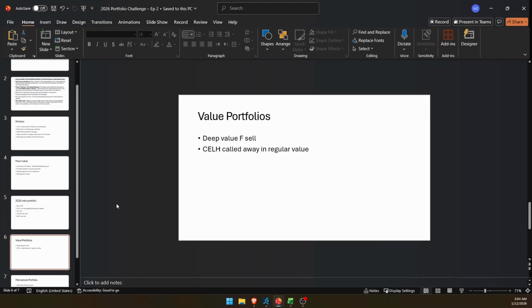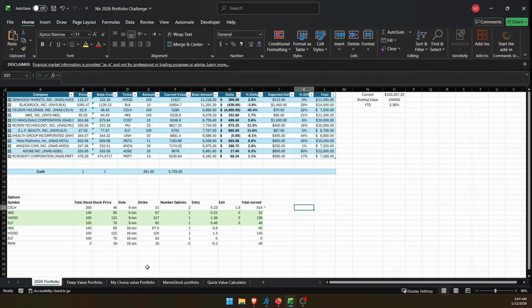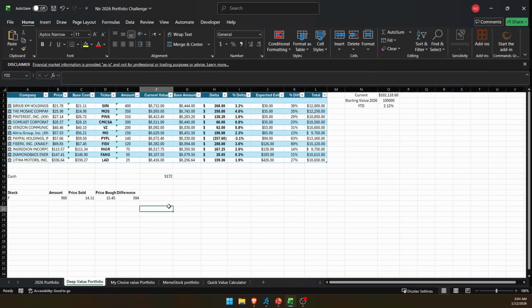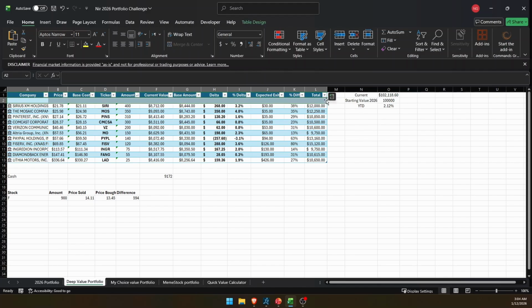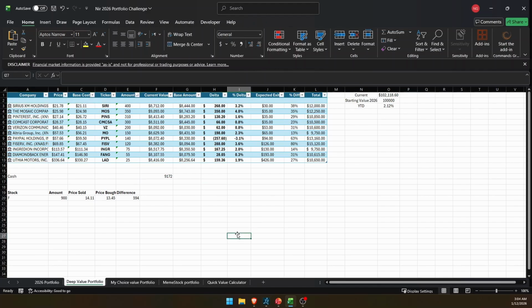The Celsius got called away here. I'll rebuy into it. And then, so I had a mix up last week. In the deep value portfolio, I had Ford. Or I didn't have Ford. I wanted to buy Ford. I had FWID or something weird for some reason. Again, I'm not used to Alpaca, so these mistakes will happen at the beginning.